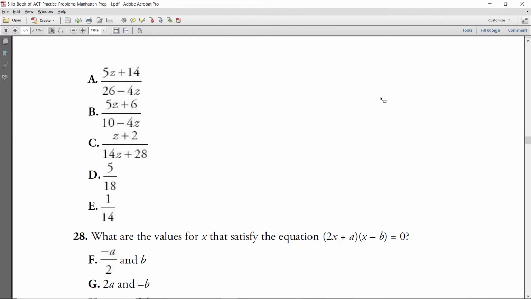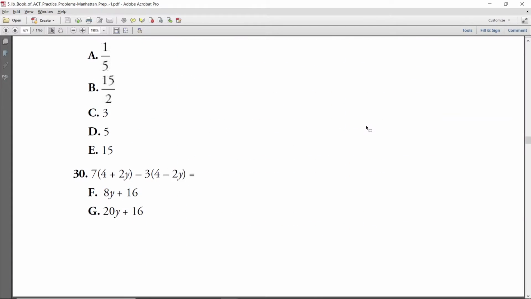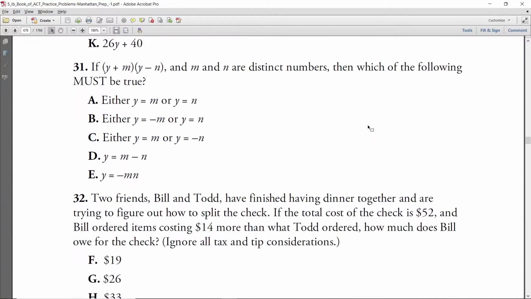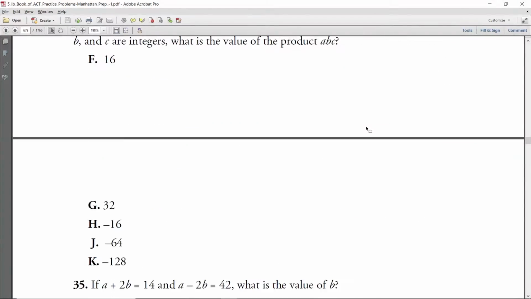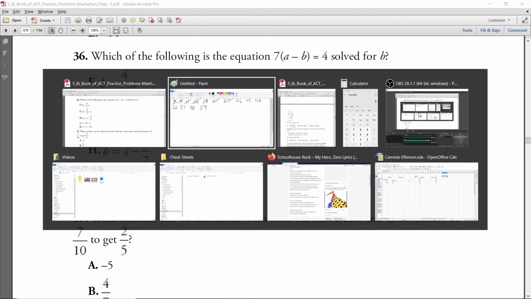Now we have 36. I couldn't tell if that was 38 or 36, but I believe it's 36. Which of the following is the equation 7(a minus b) equals 4 solved for b? All right, so this is called 'in terms of.' When we say solved for b, we want b equals a bunch of stuff.